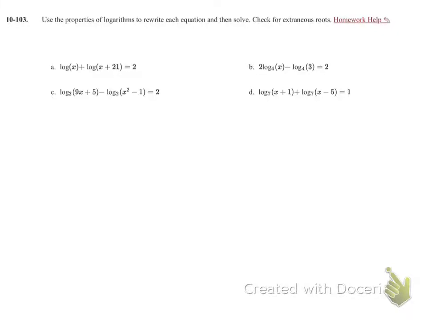Problem 103, we're taking a look at some logarithm properties. So problem A, log of x plus log of x plus 21. Both those logarithms have the same base. If it's not written, it's a base of 10, I'm sorry. And that equals 2. So I can now write that as one logarithm by multiplying these two things together.